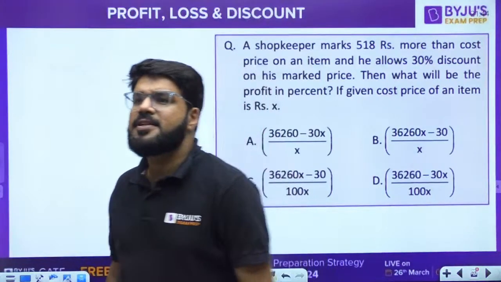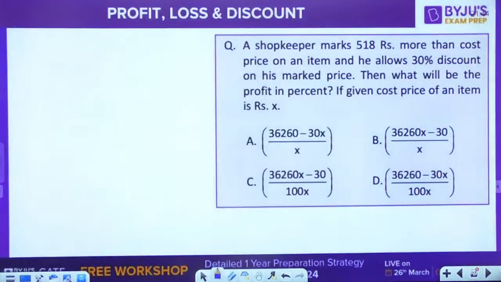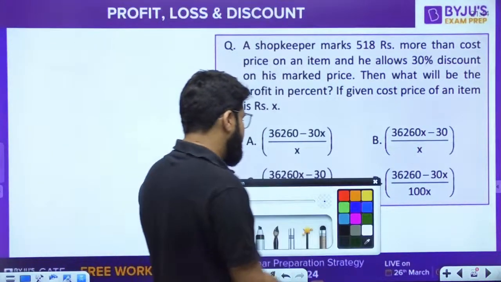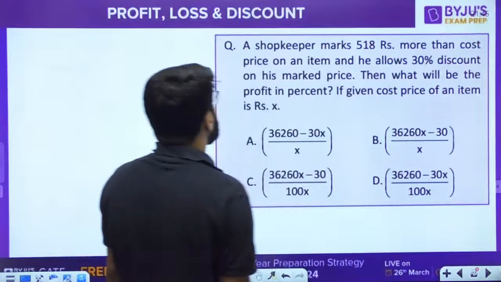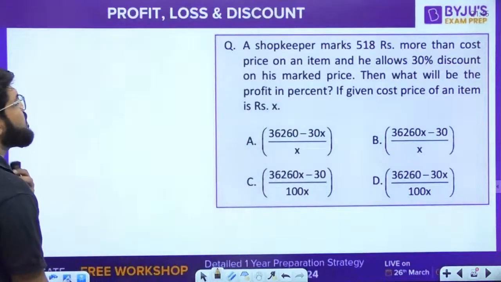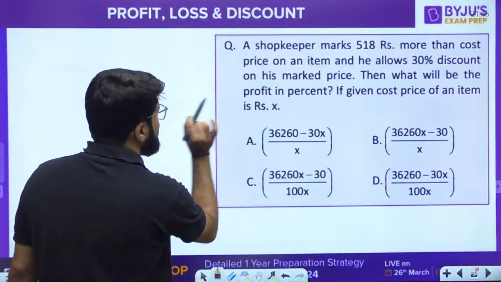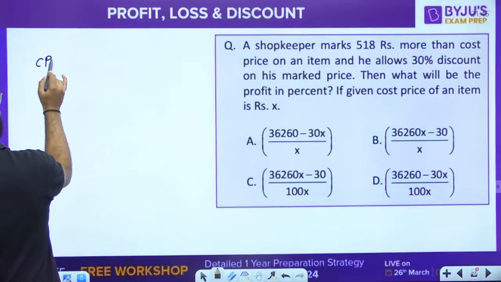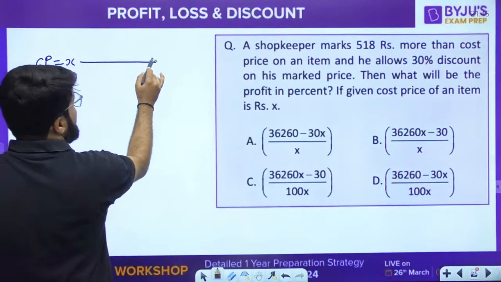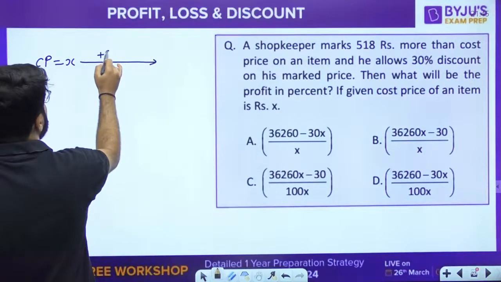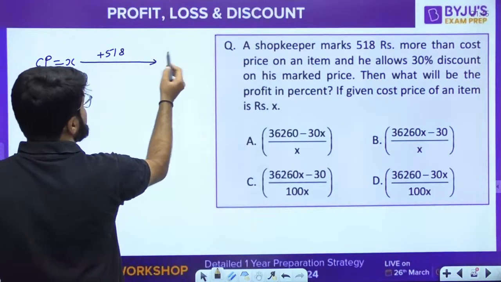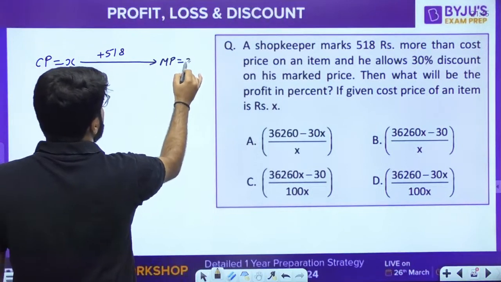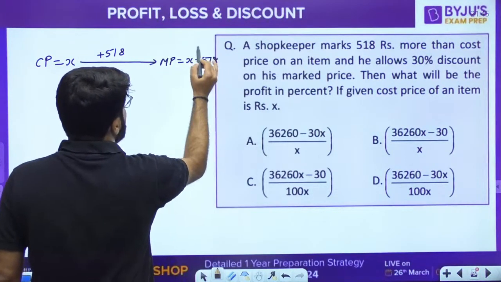Yes, dear. Let us check. A shopkeeper marks 518 rupees more than the cost price on an item and he allows 30% discount on the marked price. Cost price is equal to X. And he marks 518 more than the cost price. So what is the marked price? It is X plus 518 directly.